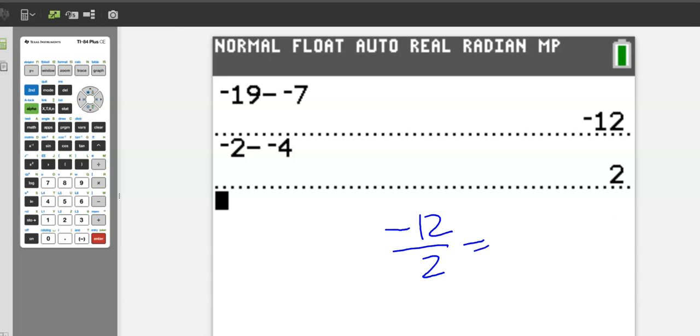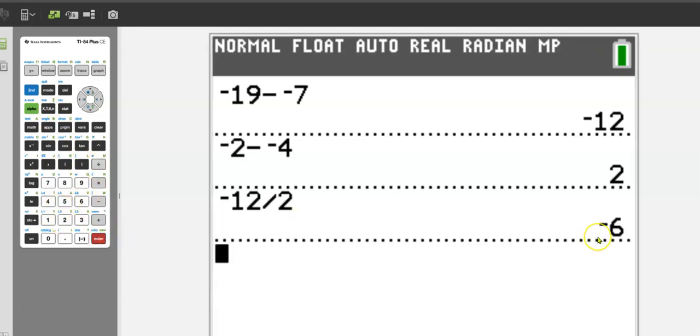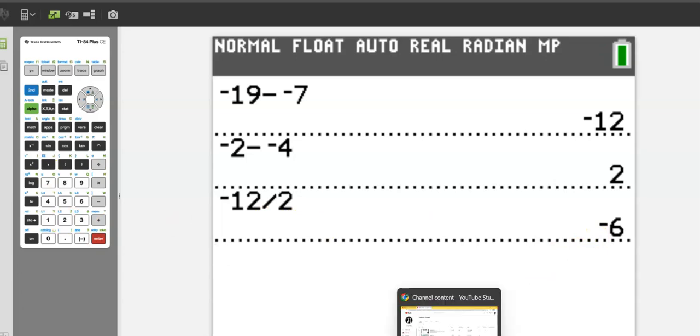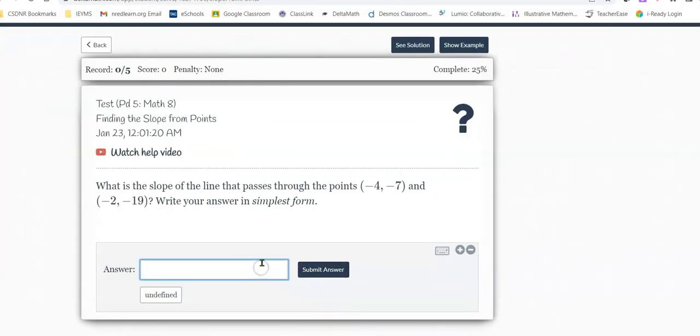And if you don't know what that is, you can use your calculator to divide. Negative 12 divided by 2 is what you would type in your calculator. You can press your ABC button, or you can press the division button. There it is, negative 6. So I'm going to type that in here.